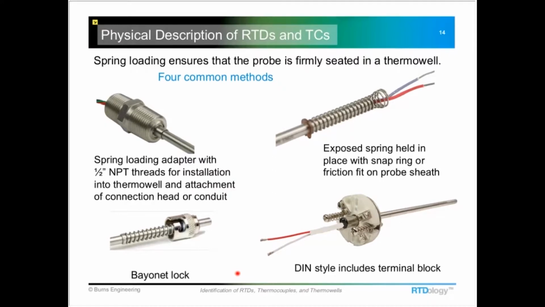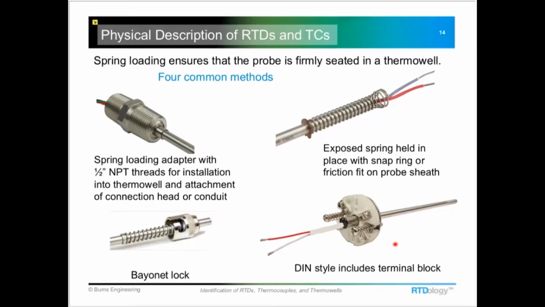Another very common type is this bayonet lock fitting. These are used in plastic extruders and some other similar types of components where there's a small fitting that's screwed into the thermowell or the molding die, and it's just a little quarter turn lock, and so that compresses the spring and holds it in place.